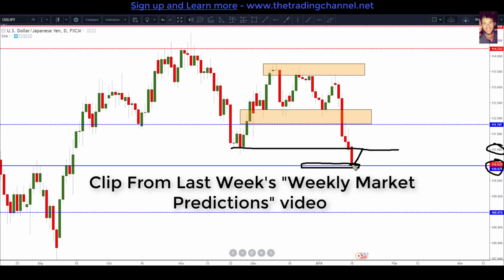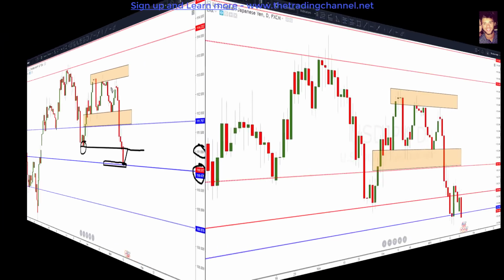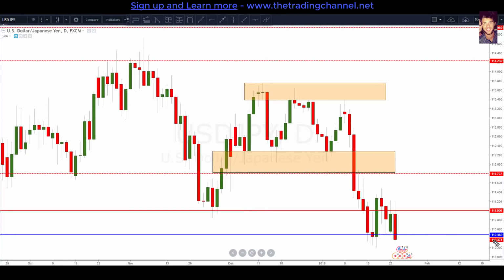So if we can catch a counter trend move from the level we're at right now, around 110.5, then we may take advantage of that trade with targets set at our next level of possible resistance. So that was a clip from last week's video where we were pointing out the 110.5, around 110.48 level as being a possible counter trend support level out of the dollar yen.